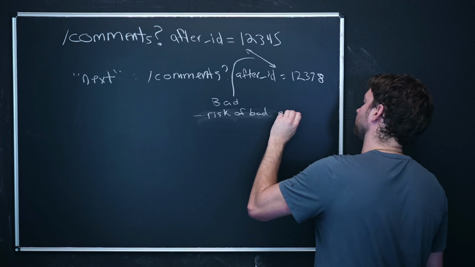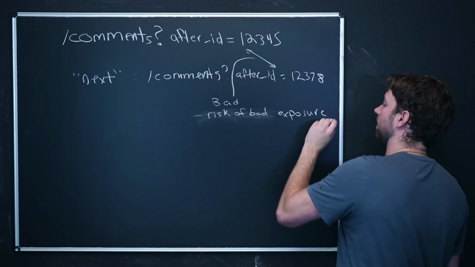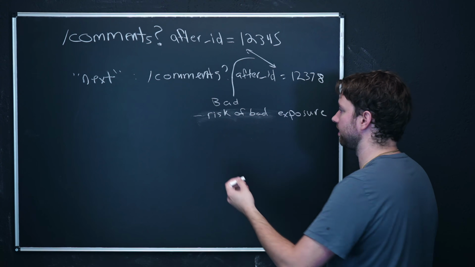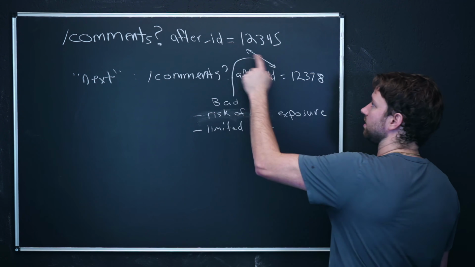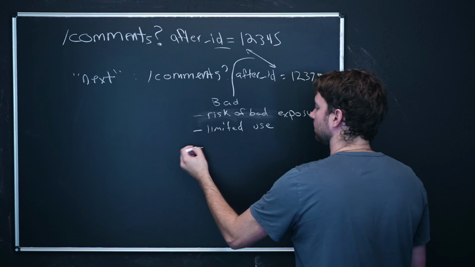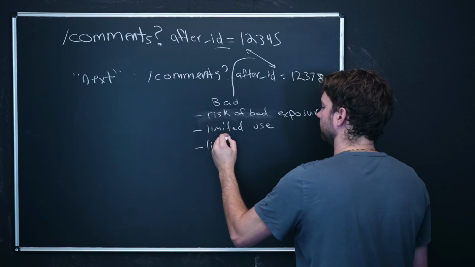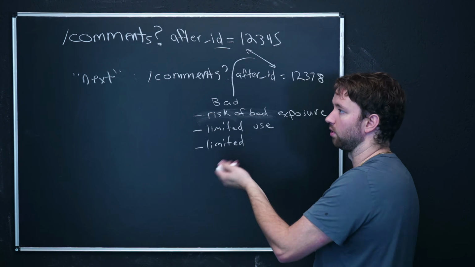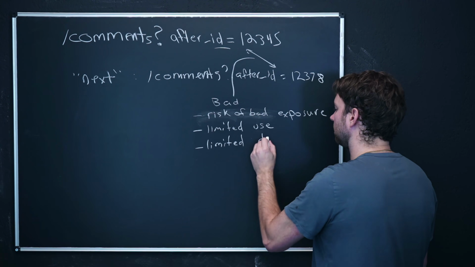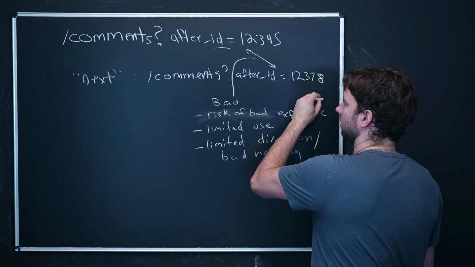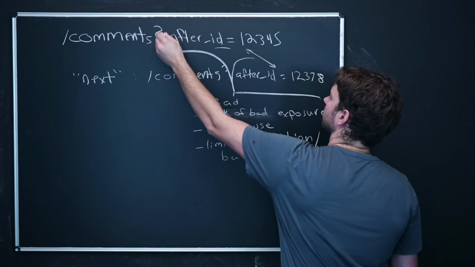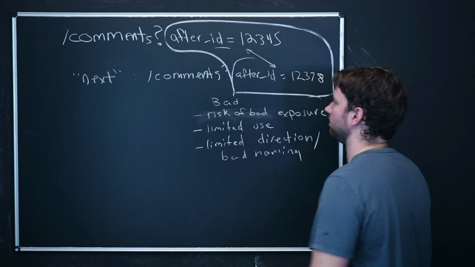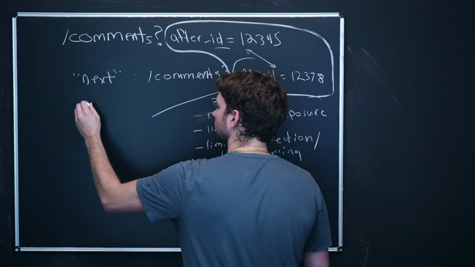Risk of bad exposure, sharing too much information about the database structure and what rows exist. Limited use. In this case, it's tied to an ID. It's also confusing for the direction because we're saying after, which assumes we're only going forward. So usually all of this stuff is just hidden from the client, and instead we're given a token.